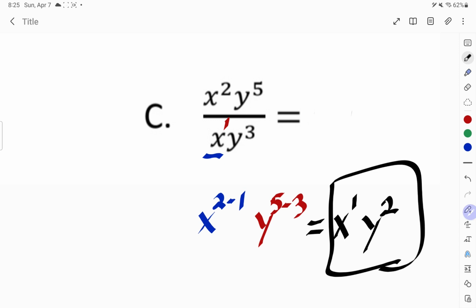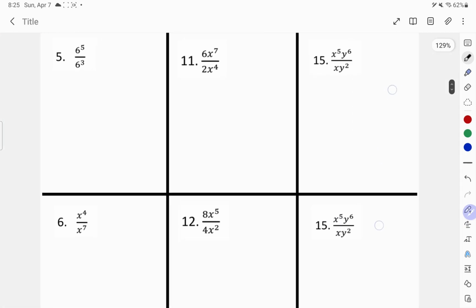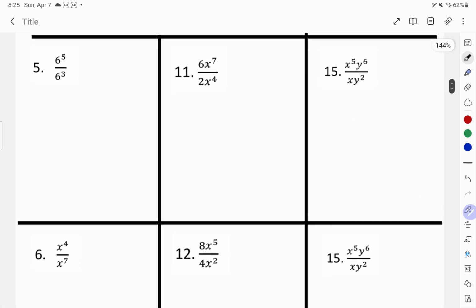Now I'm going to do the bottom ones. You can pause the video, copy the problems down, and work them by yourself, or you can follow along. I'm going to play some music, hopefully non-copyrighted, so you can follow along just in case you have no idea how to do them. So you can get an idea. All right, here we go.